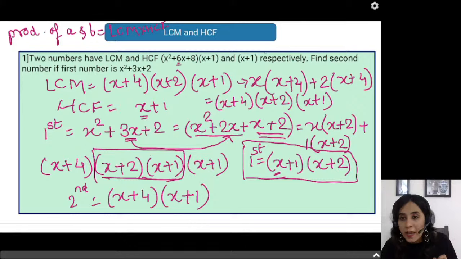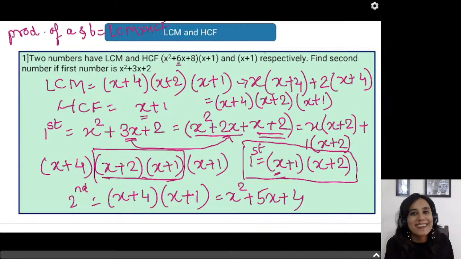Most of you have given the correct answer, which is x square plus 5x plus 4. That is the correct answer. If you solve this, you get x square plus 5x plus 4. So guys, I hope you all have understood this question.